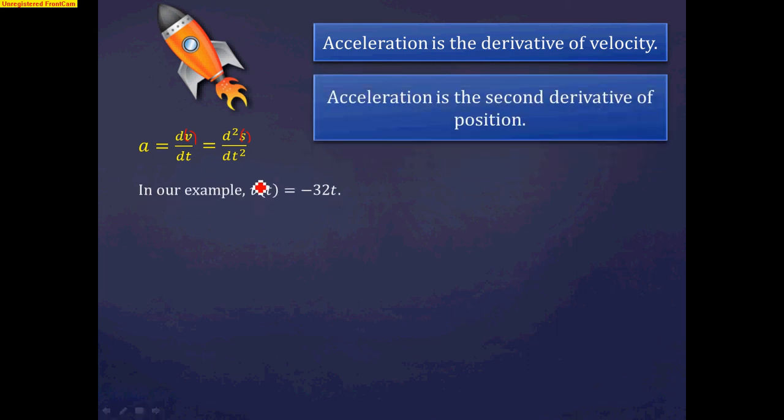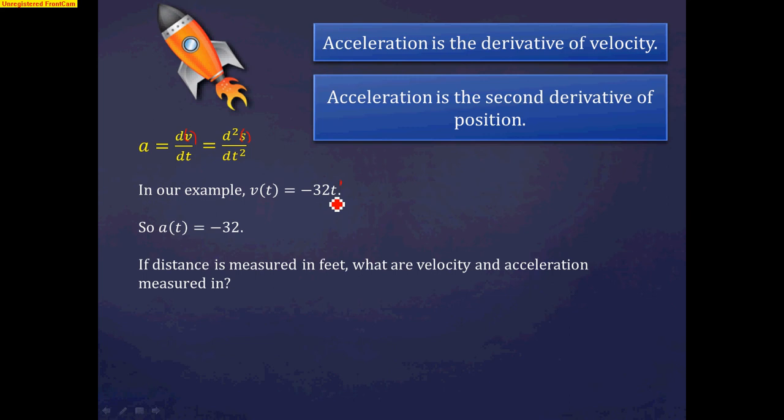So in our example, velocity was negative 32t. Remember that's t to the first, so what's the derivative then? Right, power down, subtract 1. Acceleration is negative 32. Now, I've purposely left off all the units.